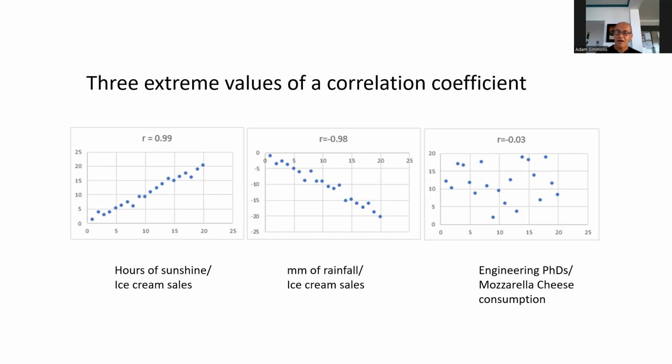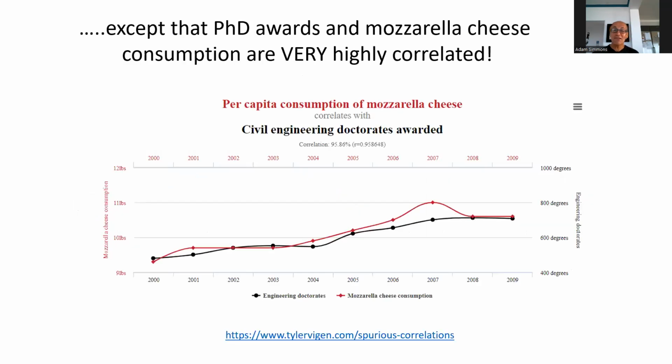And the third example is an example of pretty much no correlation at all, two completely independent variables. And as an example, I've got the number of engineering PhDs awarded per annum versus mozzarella cheese consumption. Now, I'm sure no one would agree that there is any relationship between those two variables. And yet, if you actually look at the data, you can see that these two particular variables are very highly correlated, a figure of 96%, which is pretty much as good as you can get.